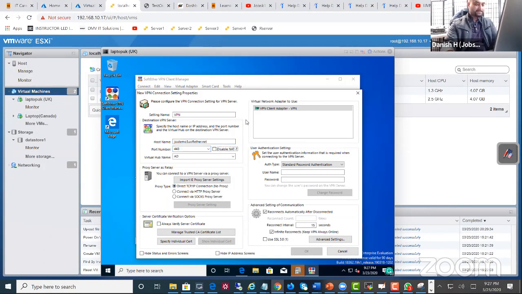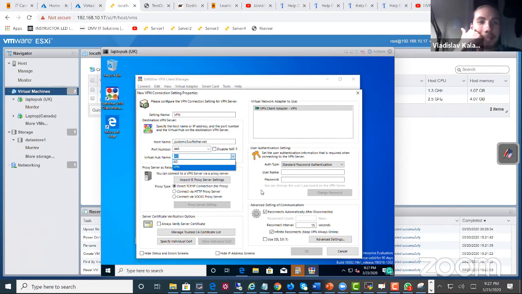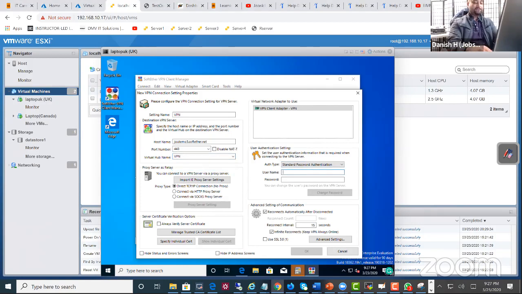One thing I noticed about this VPN, when you put a correct host name, you see it drop down all of the virtual environments that we have created for each department, right? So we're going to click on VPN here, and then we're going to use that username and then the password.